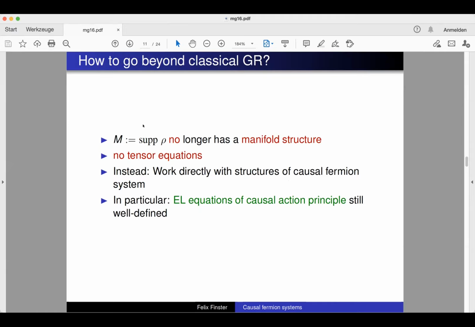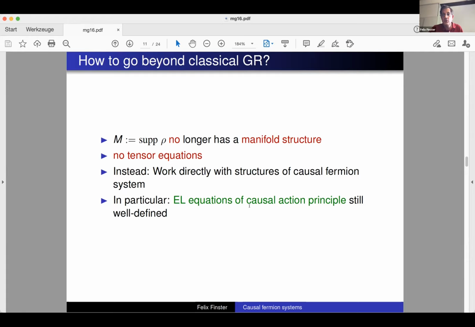Well, and if one does not perform this continuum limit, then space-time no longer needs to have a manifold structure. It could be just discrete points. It could be just something non-smooth. And as a consequence, we cannot set up tensor equations anymore. And the method is to work directly with the structures of the causal fermion system and directly with the Euler-Lagrange equations coming from the causal action principle.